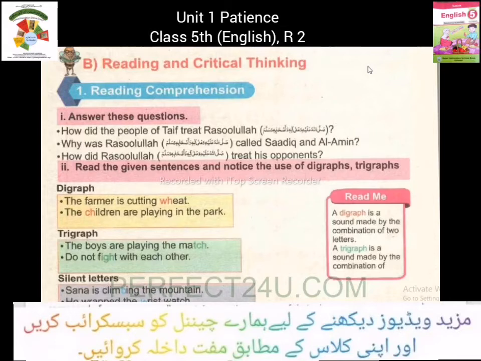So here there are three letters, T, C, H, but when we pronounce this word, it produces a single sound for these three letters, that is ch, match, match. So the ch sound is produced. Do not fight with each other. In this word, I, G, H are three different letters, but when we pronounce it, it produces a single sound, that is I, fight. So a single sound for these three letters. So these are the trigraphs.